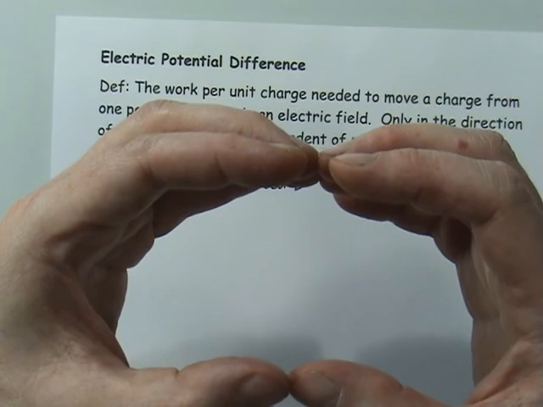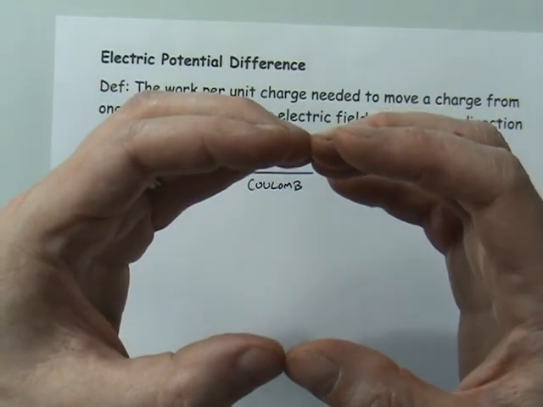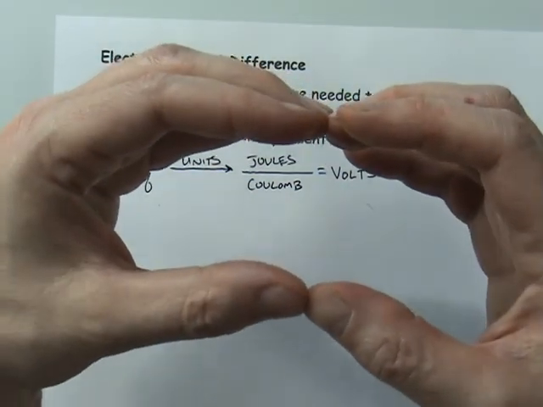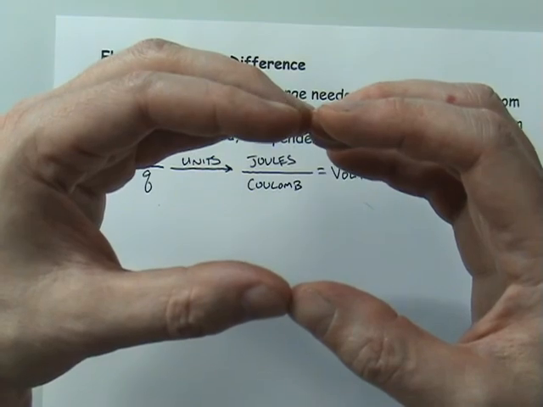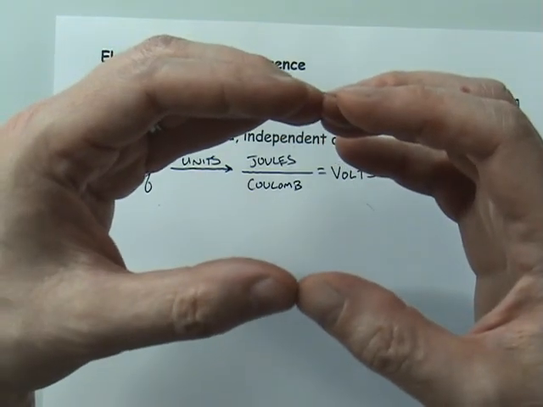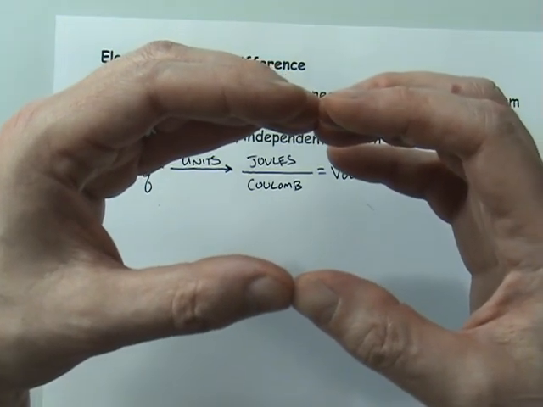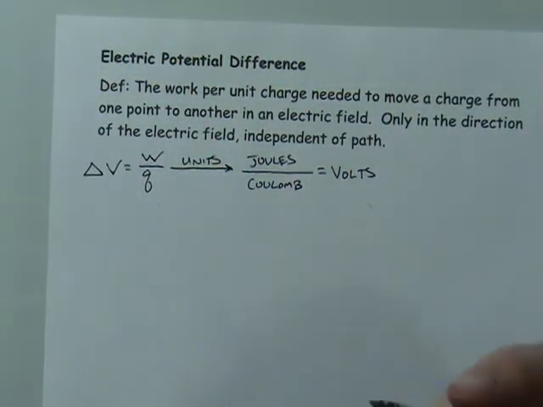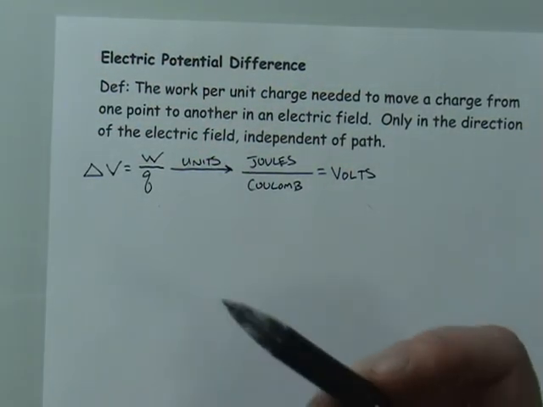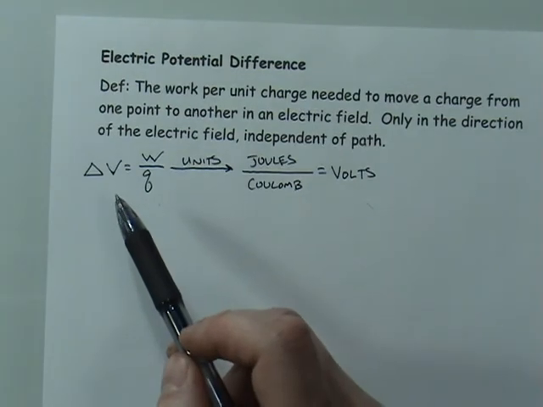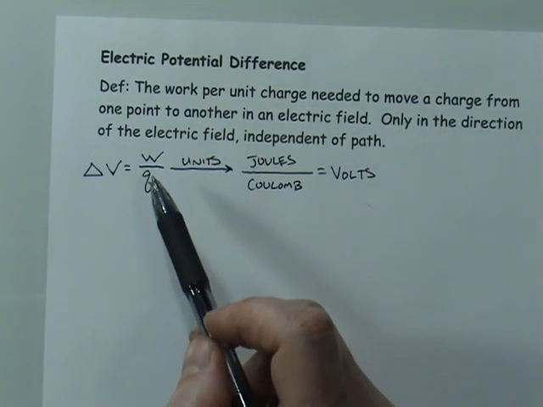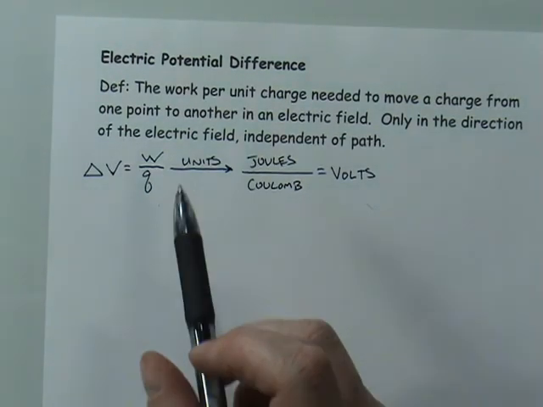If that package has 9 joules, then we would say it's 9 volts. If that one package of 1 coulomb has 120 joules of energy, then we would say that it has an electric potential difference of 120 volts. So I'm going to really emphasize that over and over again. The electric potential is all about energy, 100% about energy.